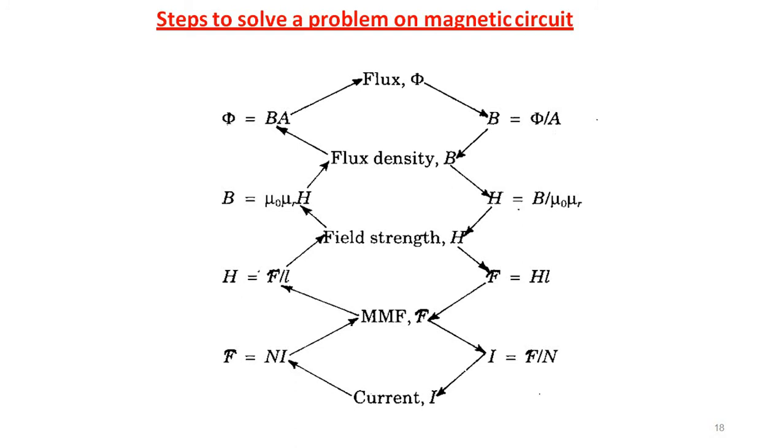H is the magnetic field intensity, H is equal to F divided by L. F is equal to H into L. Here the mmf F is equal to N into I. I is equal to F divided by N. Then we get the current I.